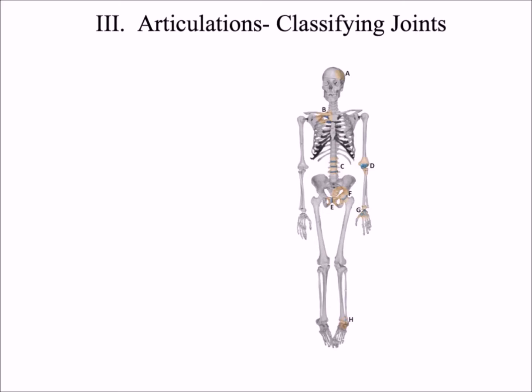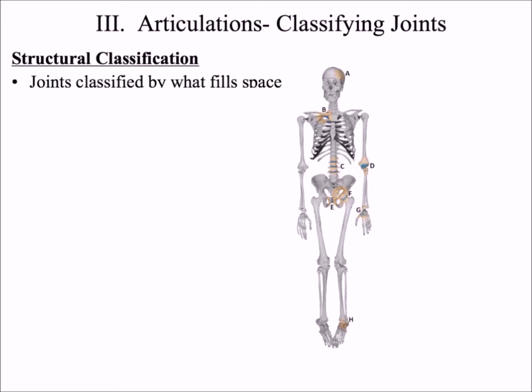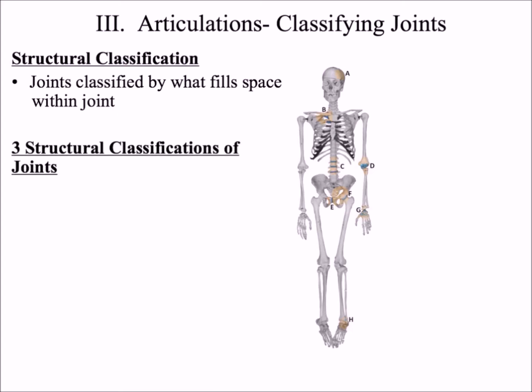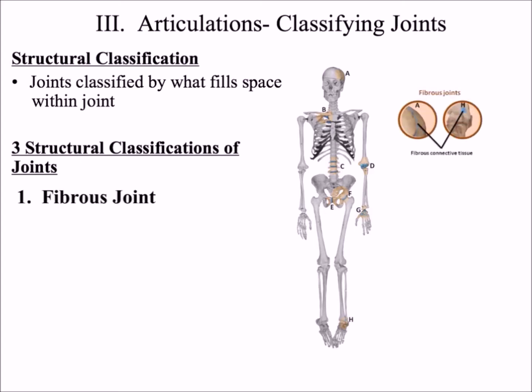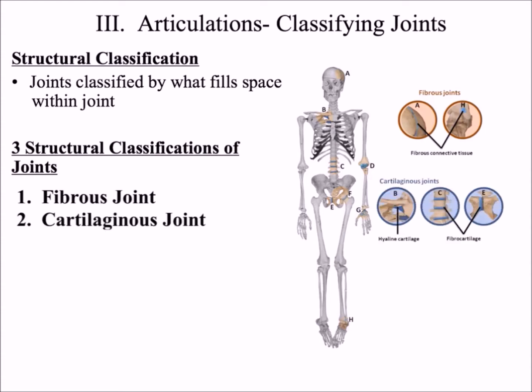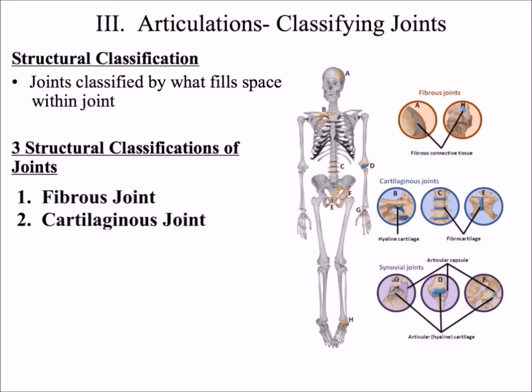The second method for classifying a joint is by structural classification. And in structural classification, we have to look at what fills the space between the joints, or between the two bones. There are three structural classifications of joints. The first structural classification is called a fibrous joint. The second structural classification is called the cartilaginous joint. And the last structural classification is called the synovial joint.